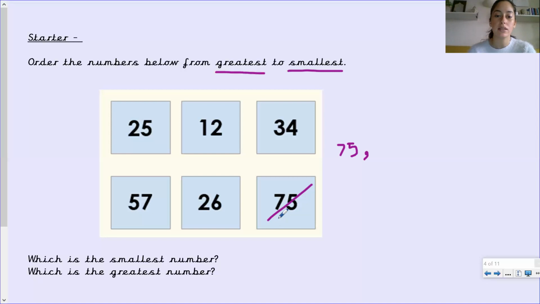Now, what about the next greatest number out of the ones we've got left? Which number is it? 57 is my next greatest number because the tens column has a greater number than all the other numbers. So 57. Now look at the numbers we have got left. Which one's the greatest number? Look at the tens column. 34 is the greatest number because 3 is bigger than all the other tens columns of the numbers that we've got.